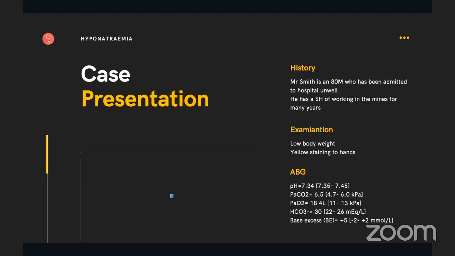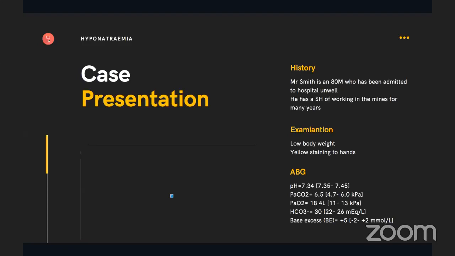So then we're going to look at the pH. pH is slightly acidotic, but it's very close to being normal. So then we'll look at the CO2, which is a little bit high. And then we'll come down to the HCO3, which is again a little bit high. And the base excess agrees with that. So yes, it could be that this gentleman has respiratory acidosis with metabolic compensation.